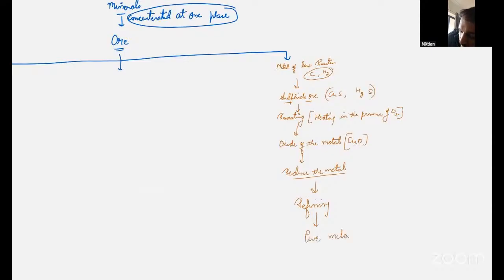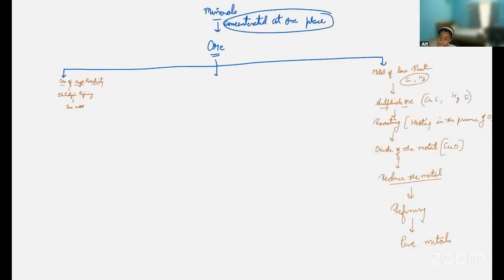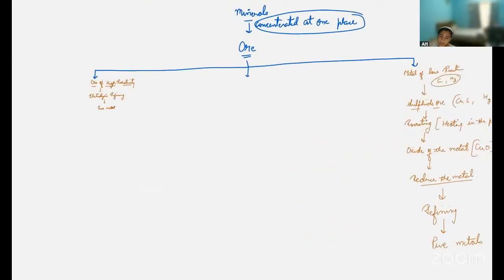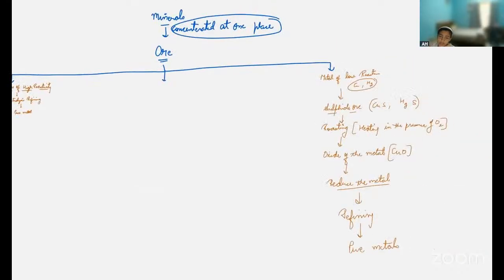Guys, first listen. Then I will give time to write. David, don't write now, please. So first, metals of low reactivity, like sulfide ore, are first roasted in the presence of oxygen. Then the oxygen from those metals is removed.